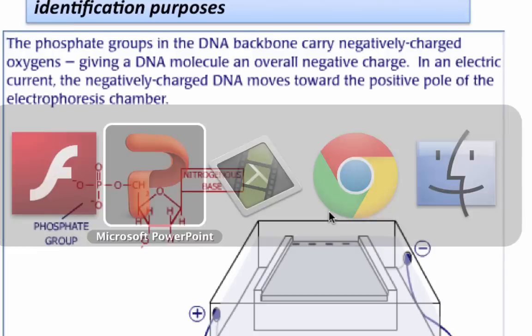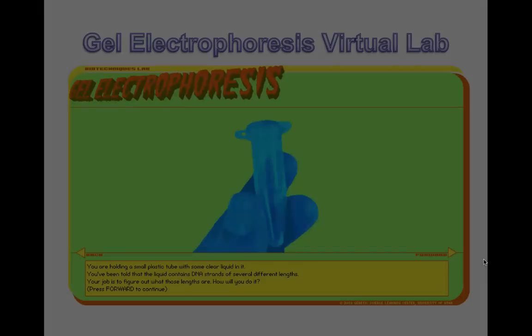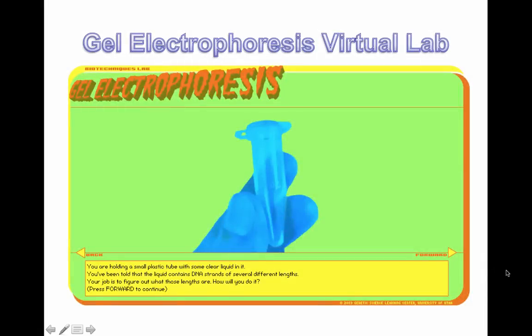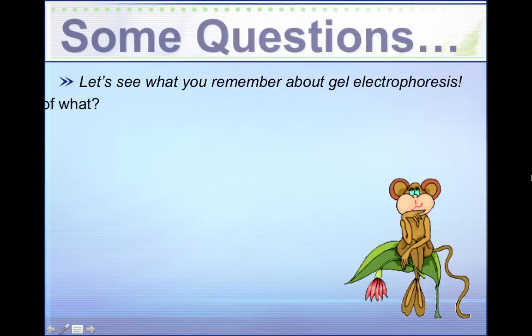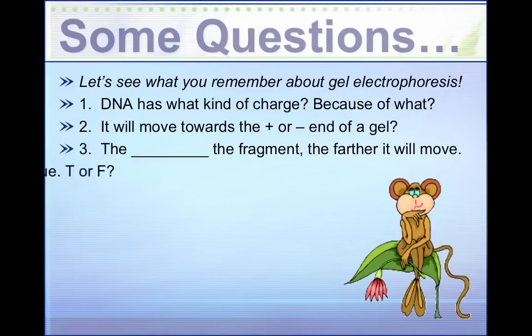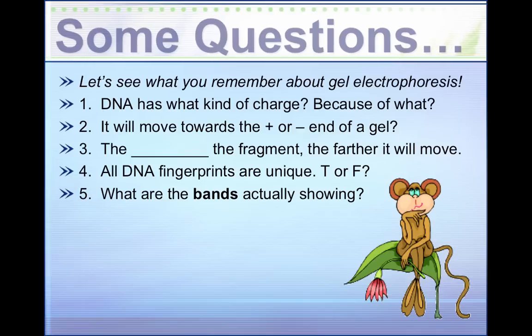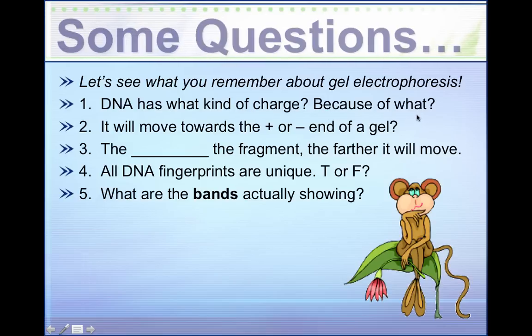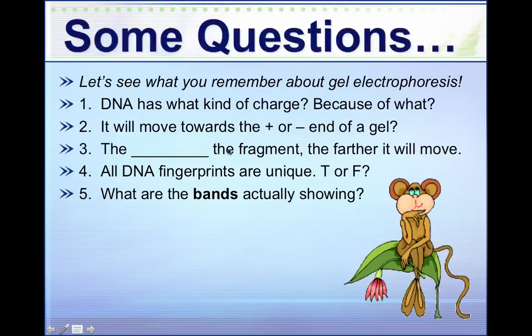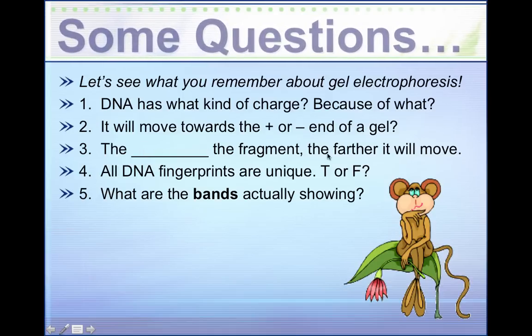So let's give one quick example of how we could analyze some of these things. You could also do a search for gel electrophoresis virtual labs online, and you can try to do this process virtually. It's pretty fun as well. So take a look. A few things to remember, but what I really want to do is get to a little sample question. DNA is what kind of charge? Negative, because of what? The phosphate groups of the nucleotides. It will move towards the positive end. The smaller the fragments, the farther it will move.